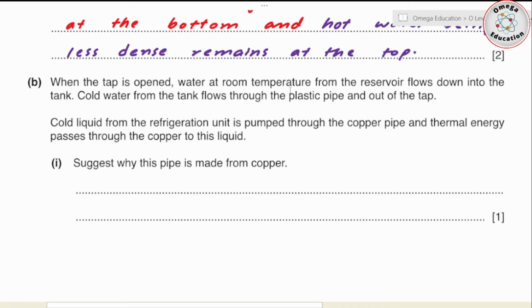Then we have the next one. When the tap is open, water at the room temperature from the reservoir flows down into the tank. Cold water from the tank flows through the plastic pipe out of the tap. Cold liquid from the refrigeration unit is pumped through the copper pipe and thermal energy passes through the copper to this liquid. Suggest why this pipe is made from copper. Simple answer we have for this one, because we're trying to conduct the thermal energy, and copper is a metal, a good conductor of thermal energy.